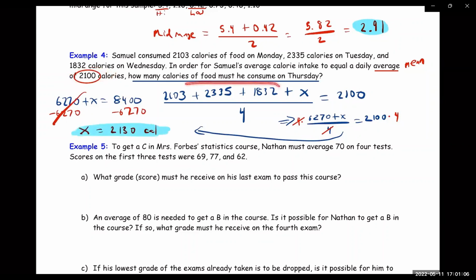All right, so first you want to add up these numbers, and we did, and we got 6270. Then you want to get rid of the 4. The way you get rid of the 4 is multiply both sides of the equation by 4. That'll allow us to cancel. And then you'll subtract 6270, and that's how you get your final answer.